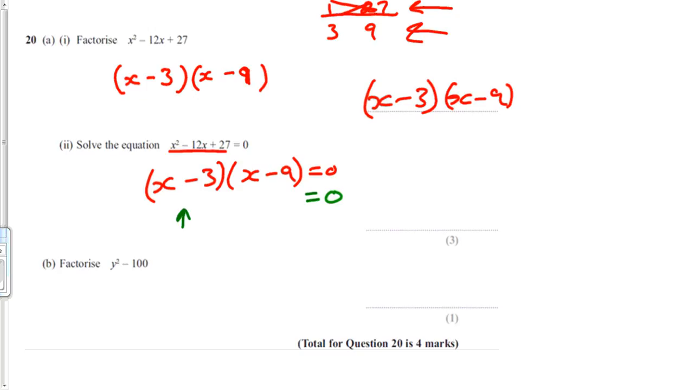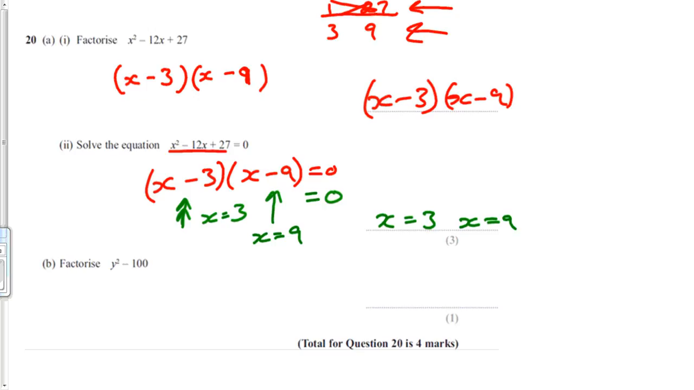So this bracket here, if we substitute in x is 3, that's going to be 0 times minus 6. So the answer for the first bracket is x equals 3. The answer for the second bracket is x equals 9. So the answer that we're looking for here is x equals 3 and x equals 9.